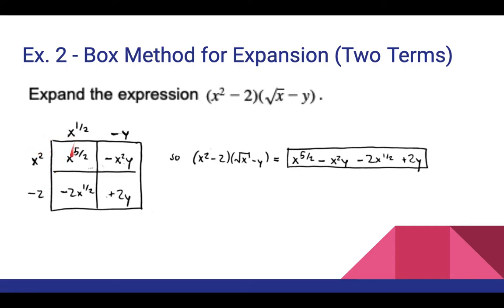X squared times x to the 1/2 gives you x to the 5/2. X squared times minus y gives you minus x squared times y. Minus 2x to the 1/2, we get right here from multiplying minus 2 and x to the 1/2. And lastly, minus 2 times minus y gives us plus 2y. So as a result, when we add together all of these terms, the expanded expression is x to the 5/2 minus x squared times y minus 2x to the 1/2 plus 2y.